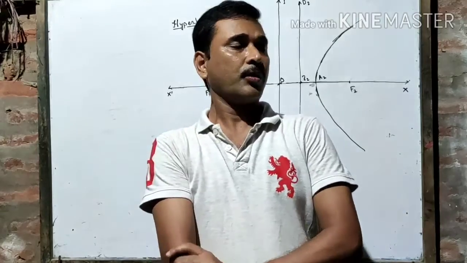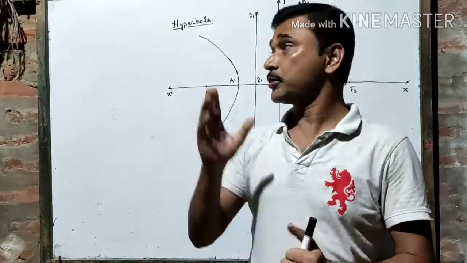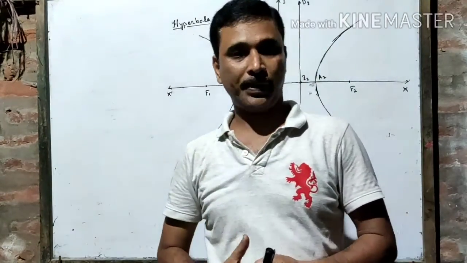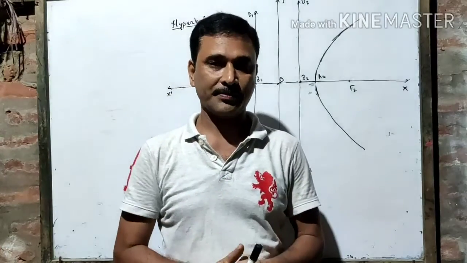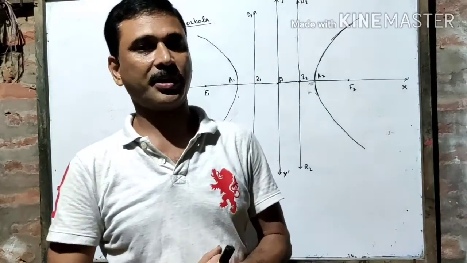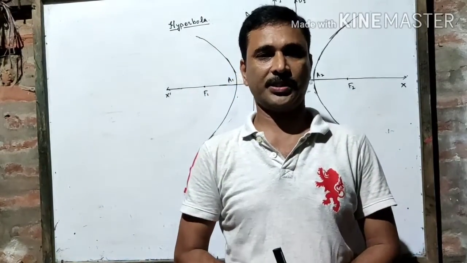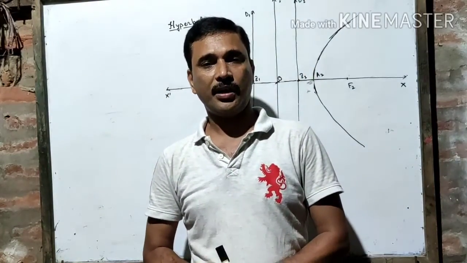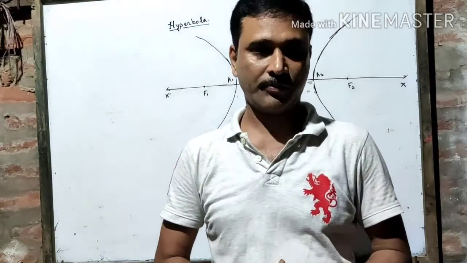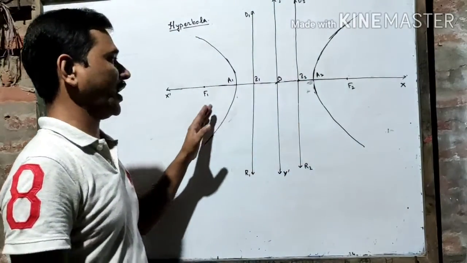So students, we are learning about ellipse. Today we will learn about hyperbola. After learning ellipse, it becomes much easier to learn about hyperbola because hyperbola and ellipse have many similarities, especially regarding the formulae. So this is the shape of a hyperbola.